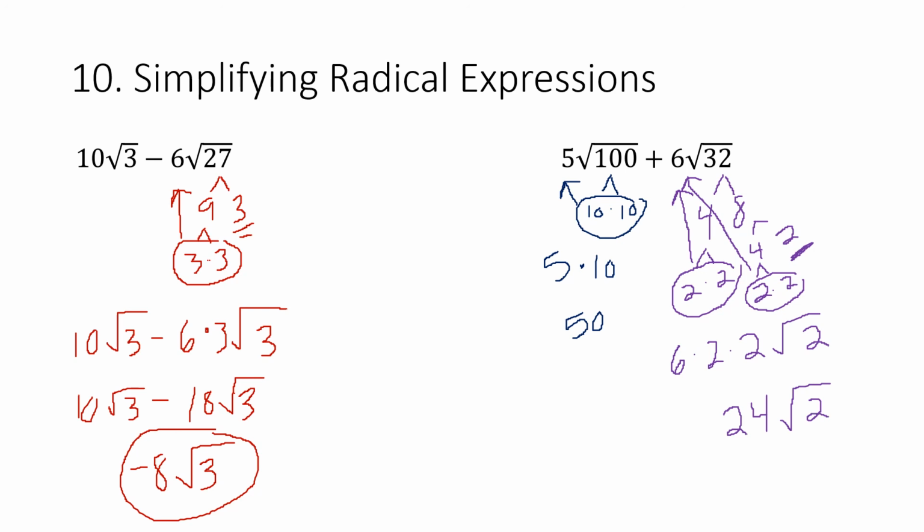Okay, now you bring down this 50. And since these are not actually like terms, they don't have the same radicand, that means you can't add them and you're going to leave them just like this. So you simplified them, but you can't actually combine the two terms. So 50 plus 24 square root 2.